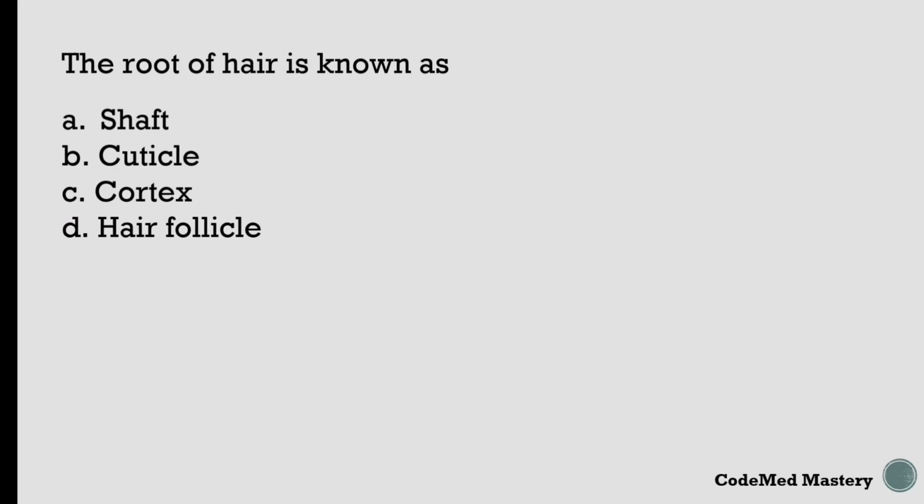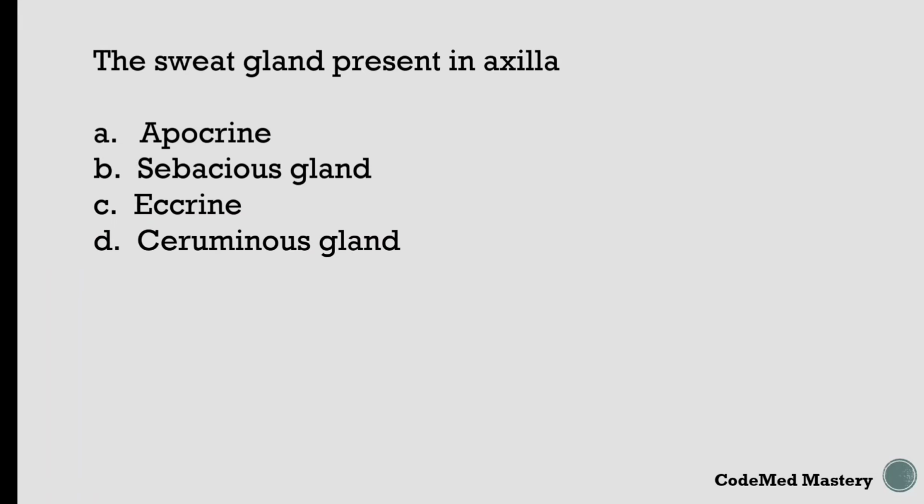Next question, the root of hair is known as option A, shaft. Option B, cuticle. Option C, cortex. The right answer is option D, hair follicle. Next question, the sweat gland present in the axilla is option A, apocrine. Option B, sebaceous gland. Option C, eccrine. Option D, ceruminous gland. The right answer is option A, apocrine. Remember, the term axilla means armpit or underarm.